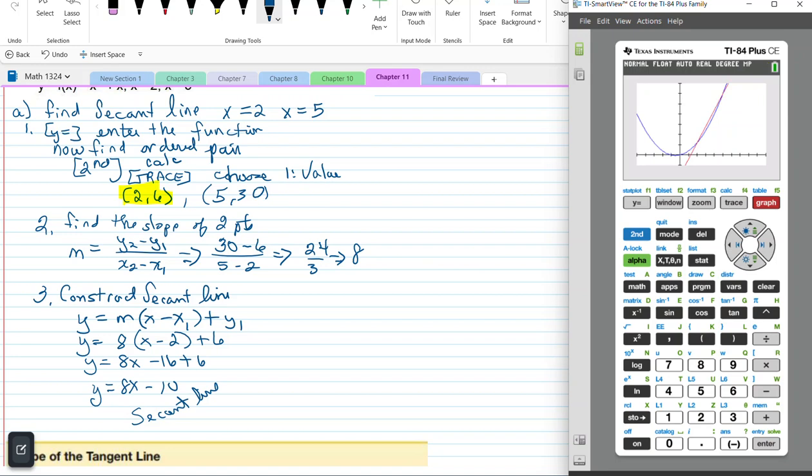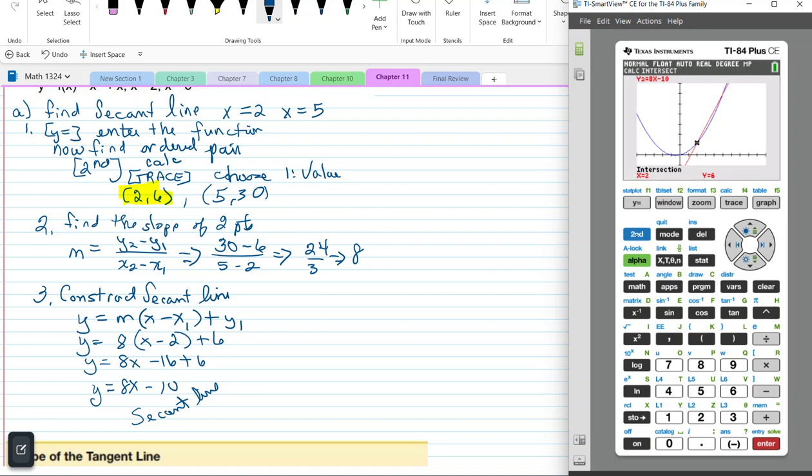Okay, now, I know it's hard to see, but here's 2 and 6, and here's 5 and 30. And we can see that by going second, calc, and we're going to choose number 5, intersect. I'm going to go to where I think, and I'm looking for 2. Oops, got too far. Maybe one more. There we go. I'm going to say enter, enter, enter. And I get 2 and 6.